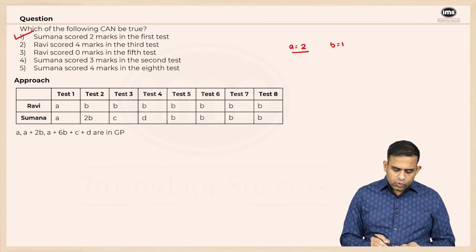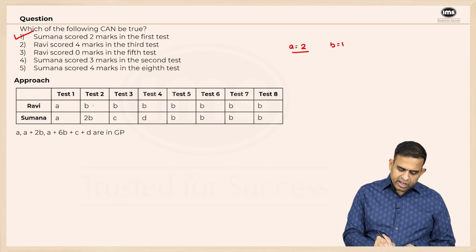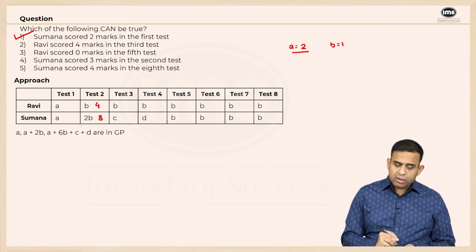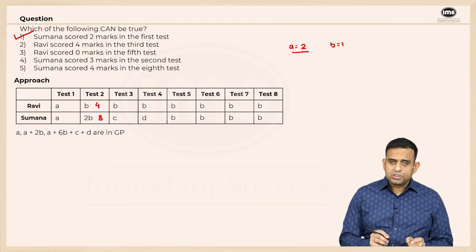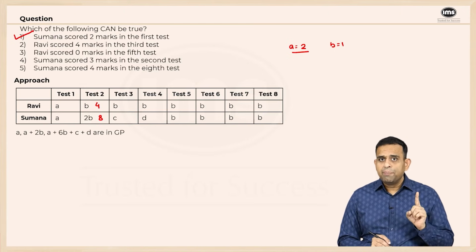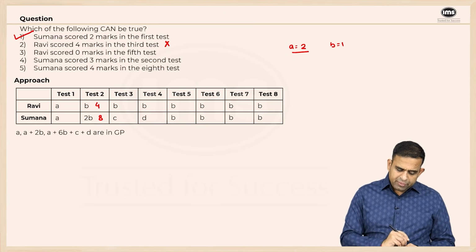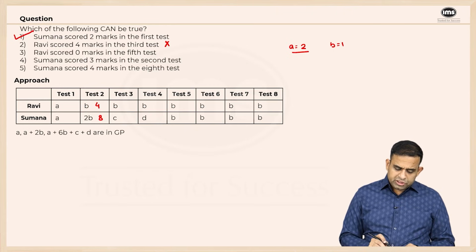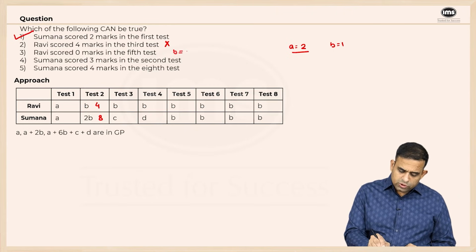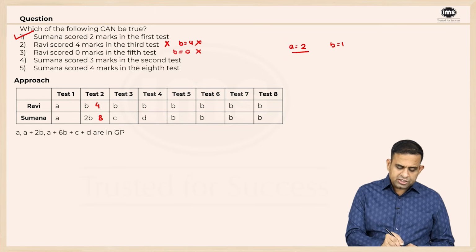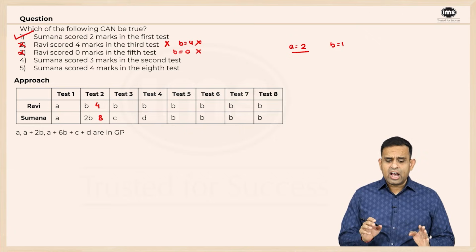What they are saying in number 2 is Ravi scored 4 marks in the third test. If b is 4, the term 2b will become equal to 8. Definitely not possible, because b can only be 1 or 2. b has to be non-zero and b has to be less than or equal to 2. b can only be 1 or 2. This is never happening. Ravi scored 0 marks in the fifth test. That means the value of b will be 0. Again a violation. Here we got b equals 4. A violation. So option 2 and option 3 can never happen.